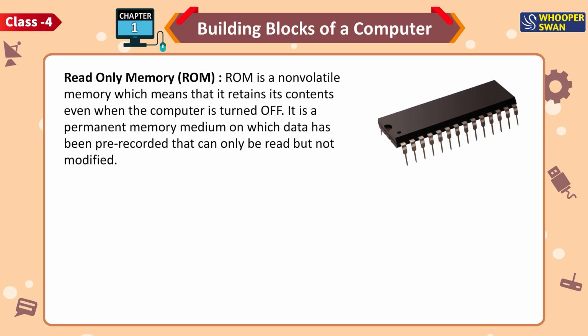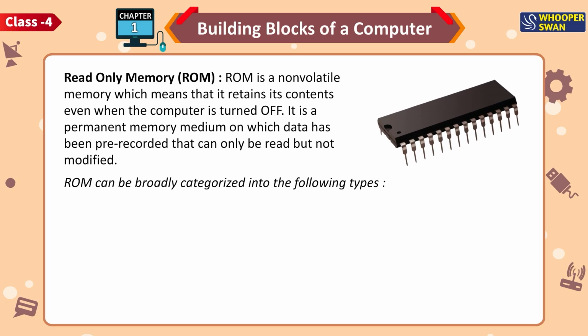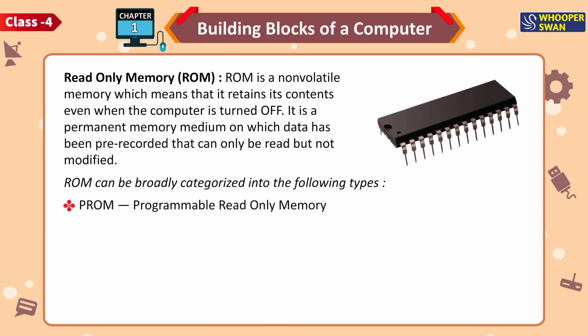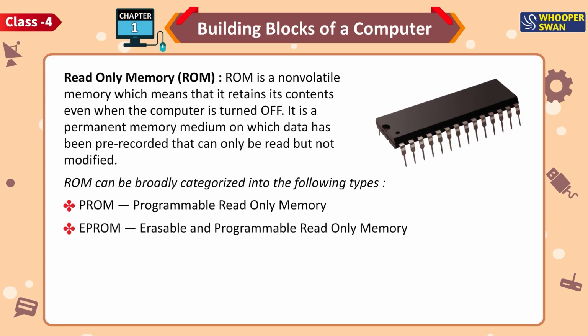Read-only memory, ROM. ROM is a non-volatile memory, which means that it retains its contents even when the computer is turned off. It is a permanent memory medium on which data has been pre-recorded that can only be read but not modified. ROM can be broadly categorized into the following types. PROM, Programmable Read-Only Memory. EPROM, Erasable and Programmable Read-Only Memory.